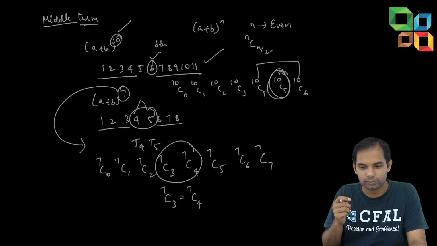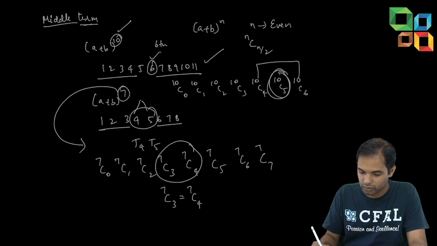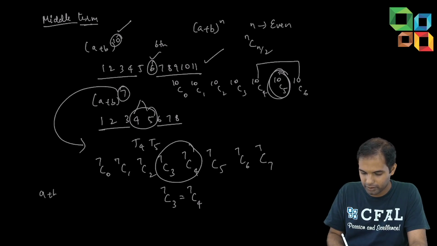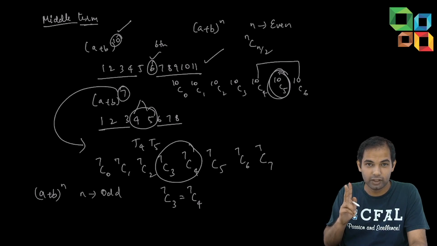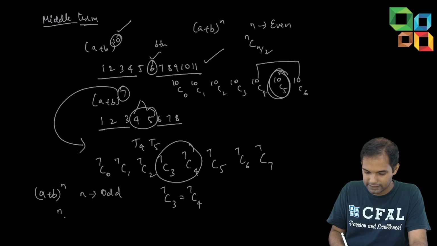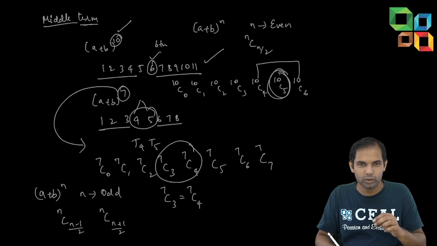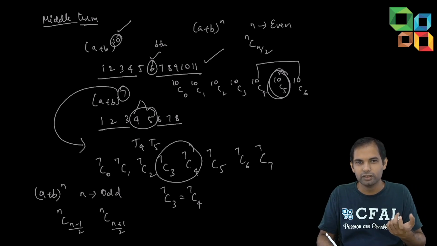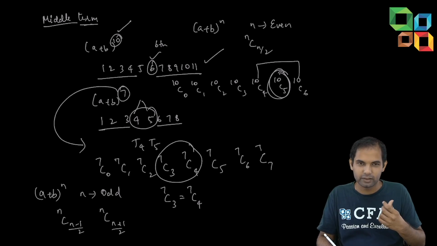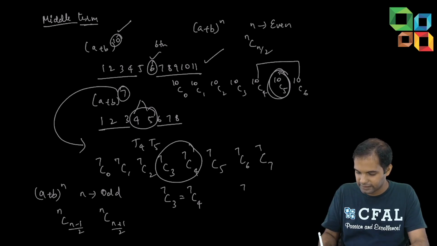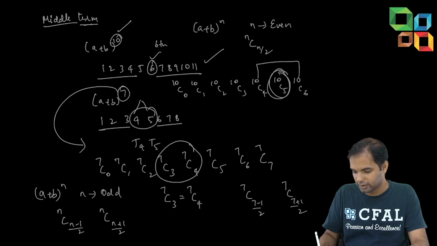10C 10 by 2. Suppose your power is odd. So let me write here (a plus b) whole power n, n is odd. Now we know that there are two middle terms, so it should be nC. Because n is odd, I'll do n minus 1 by 2 and n plus 1 by 2. It will divide by 2 only if it's even, so n minus 1 is even, and n plus 1 is also even. In this case, you can see that 7C (7 minus 1) by 2 and 7C (7 plus 1) by 2. These are the two middle terms.